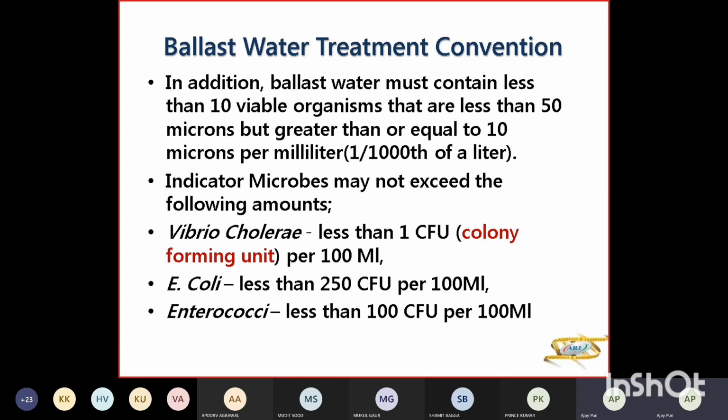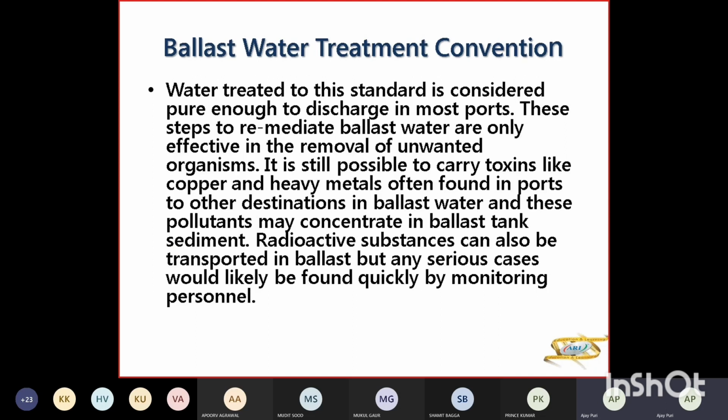Then your indicator microbes are for your bacteria. Vibrio cholerae, that causes cholera, should be less than 1 CFU, which is colony forming unit, per 100 ml of ballast water sample. Escherichia coli, or E. coli, less than 250 CFU, or colony forming units, per 100 ml. And intestinal enterococci should be less than 100 CFU per 100 ml. So all this you have to remember for the D2 standard.